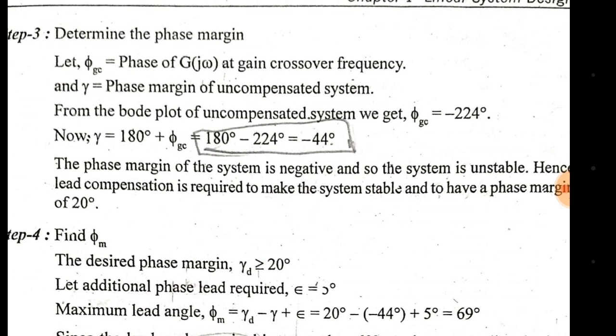After drawing the Bode plot, we need to find the phase margin of that. Let phi_G be the phase of G(jω) at the gain crossover frequency ω_GC, used to find the phase margin of the uncompensated system. From the Bode plot of the uncompensated system, we get phi_G equal to minus 224 degrees.